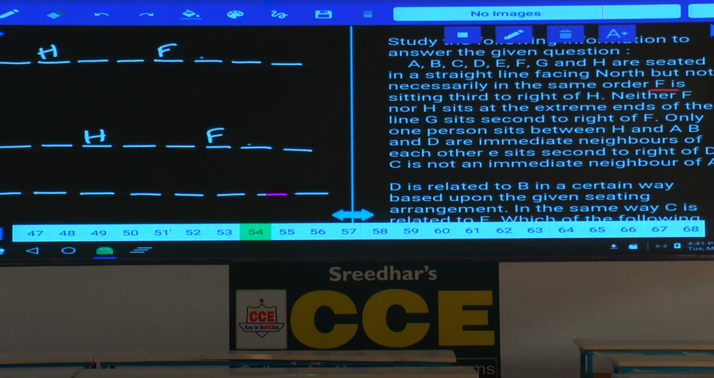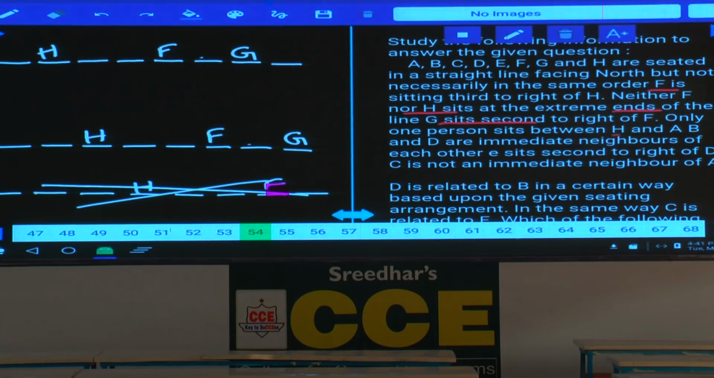If H is here, F is seated third to the right of H. And so how many possibilities do we have? We have 3 possibilities. Neither F nor H sits at an extreme end of the line. G sits second to the right of F. As G is seated second to the right of F, this case is not at all possible because there is only one place to the right hand side of F. Here G sits second to the right of F.